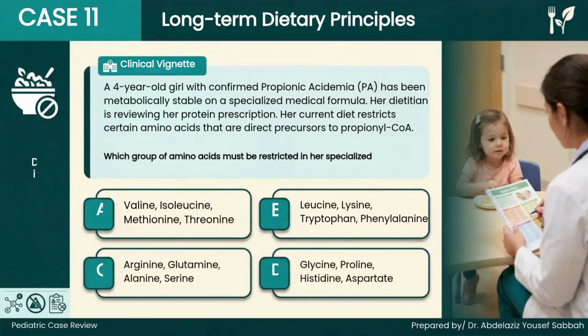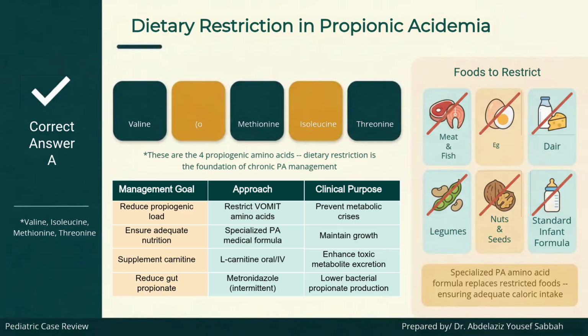Option A, valine, isoleucine, methionine, threonine. Option B, leucine, lysine, tryptophan, phenylalanine. Option C, arginine, glutamine, alanine, serine. Option D, glycine, proline, histidine, aspartate. The correct answer is option A, valine, isoleucine, methionine, and threonine.